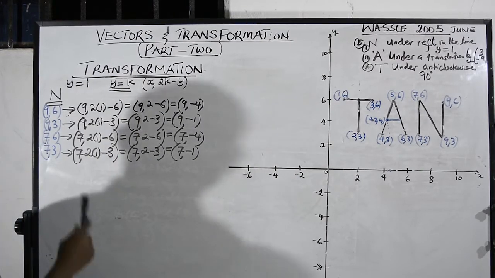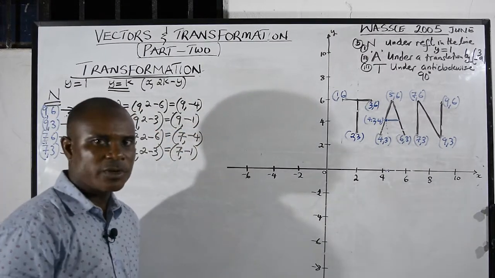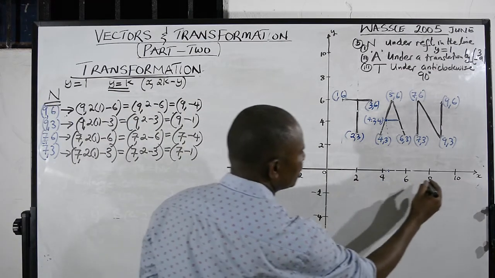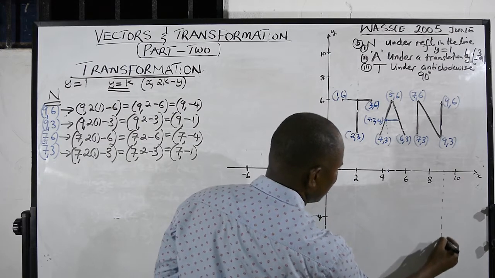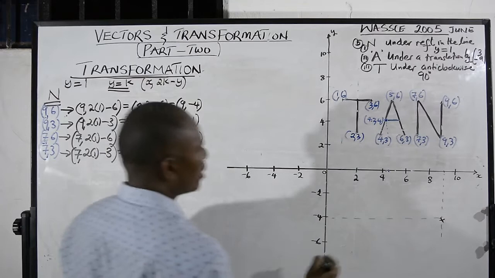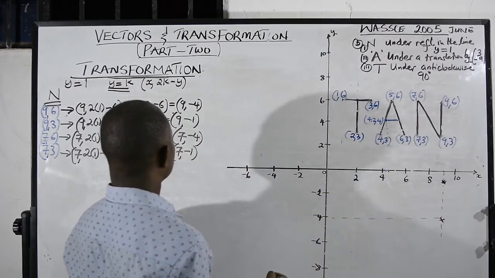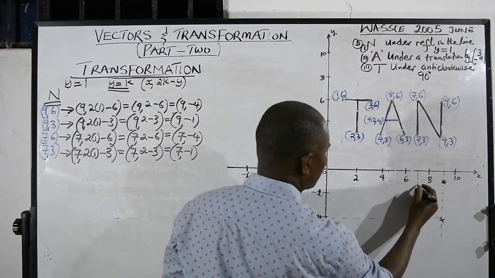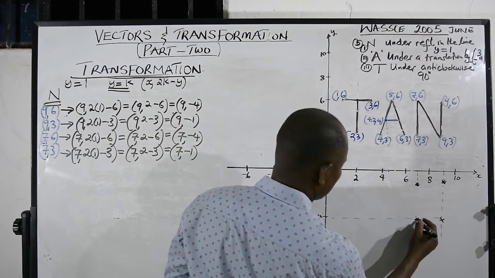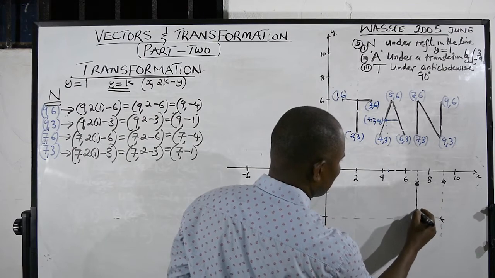So let's go first and plot. It says draw, so you are going to draw. It is the picture that gives you the answer. This is 9 comma minus 4. So I go to 9 here and minus 4 is down there. This is 9 comma minus 4. Then 9 comma minus 1 is somewhere there. Then 7 minus 1 is somewhere here, and 7 minus 4 is here. So you have got the legs of the N.